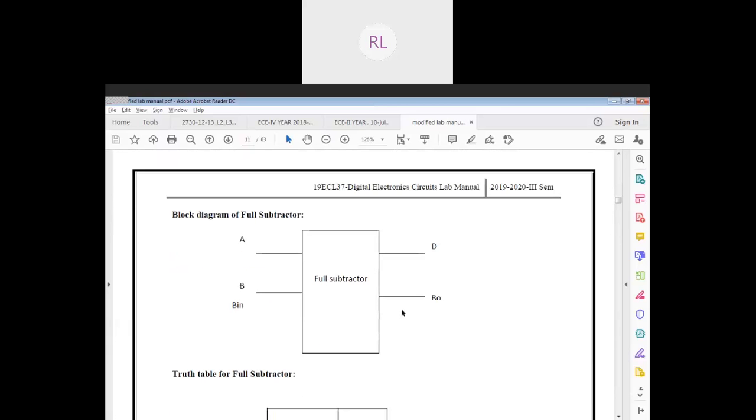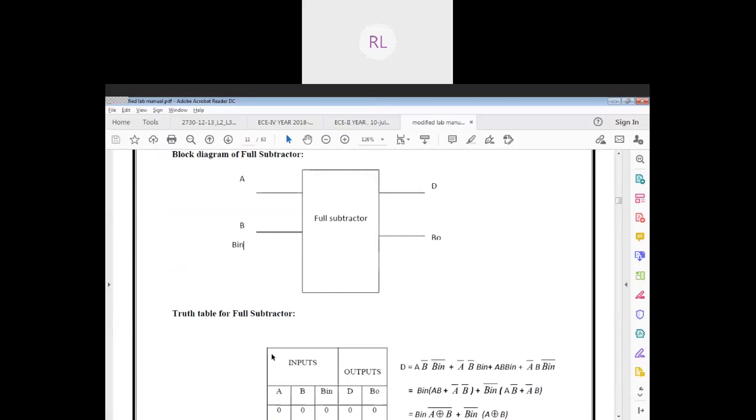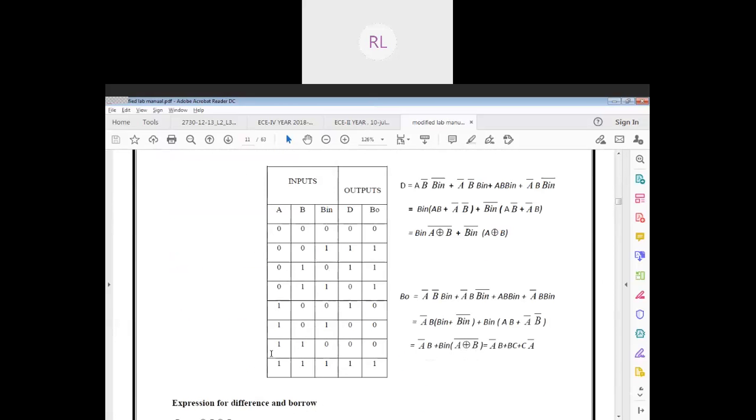So students, any doubts in this truth table as to how we have got these values? Can I proceed? Yes, sir. Okay, fine.